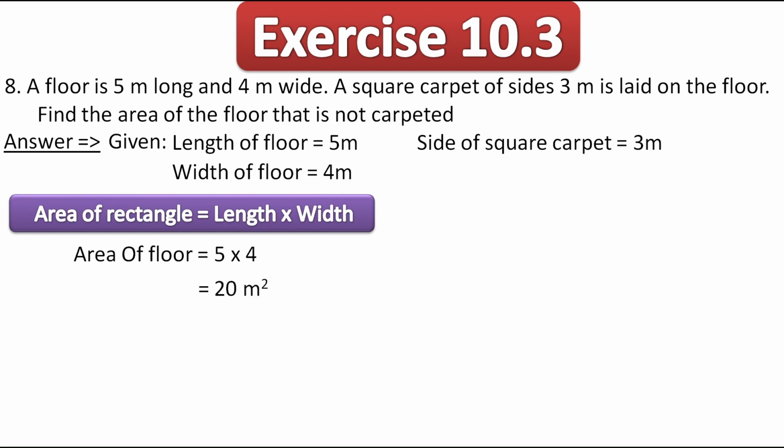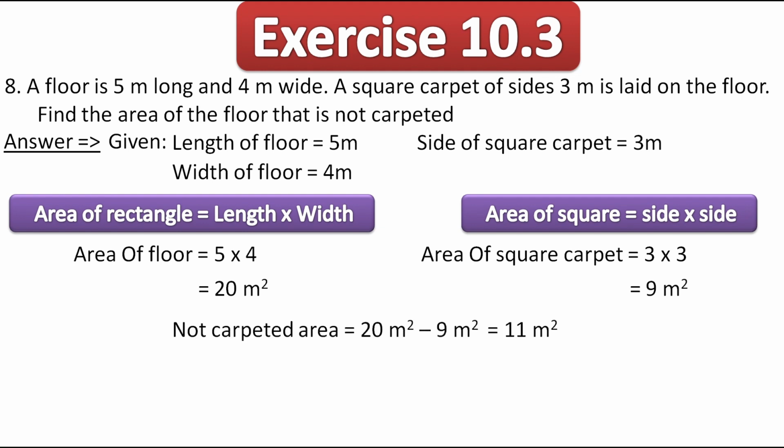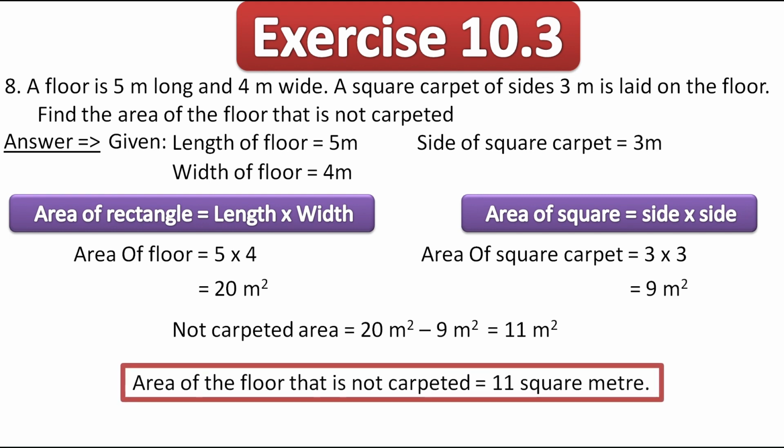Okay. And area of square is equal to side into side. So area of square carpet is equal to 3 into 3, which is equal to 9 meters square. Now, not carpeted area is equal to 20 meters square minus 9 meters square, which is equal to 11 meters square. Therefore, area of the floor that is not carpeted is equal to 11 square meter.